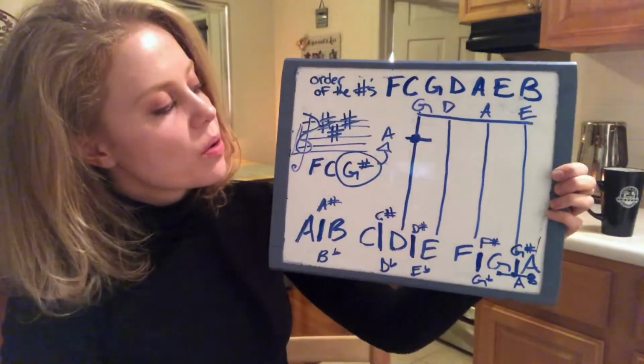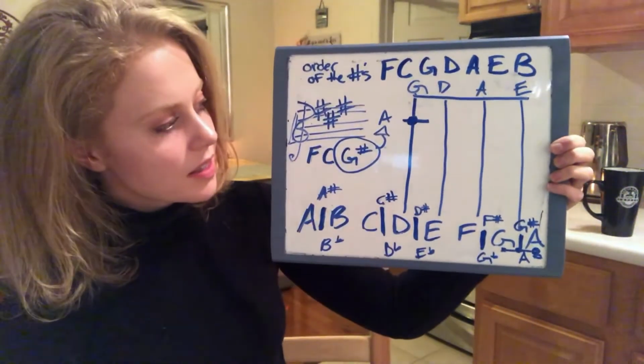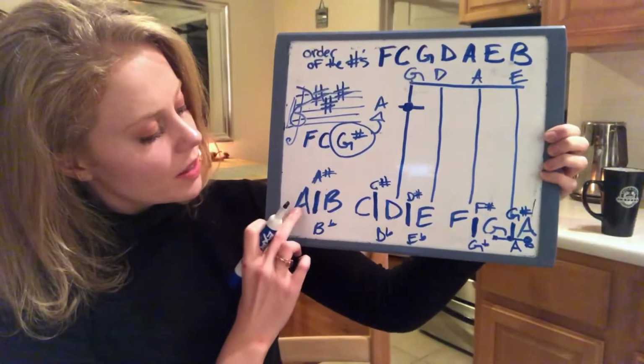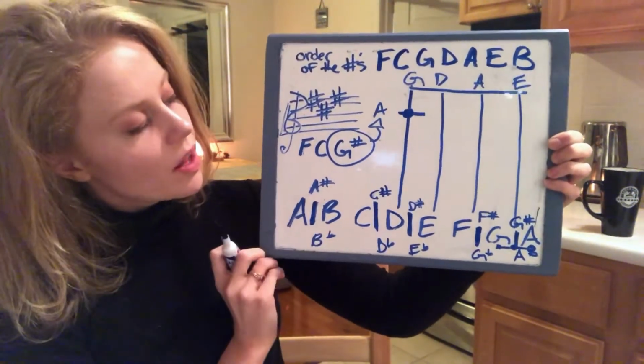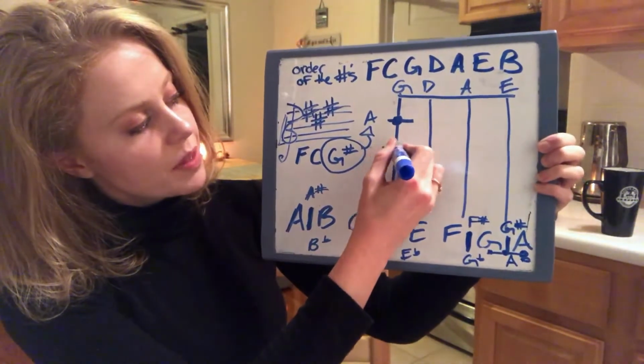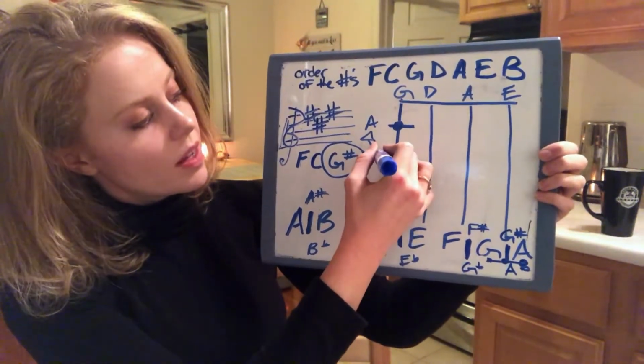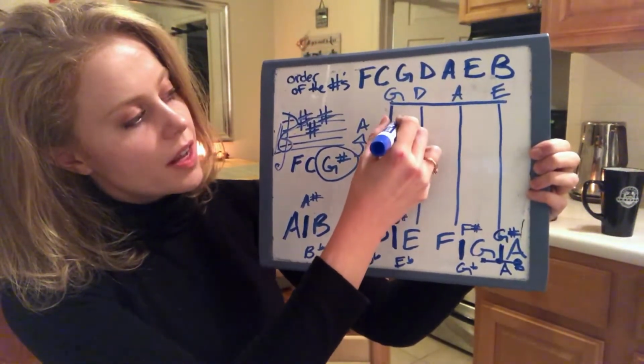So G to A is a whole step. The next note up from A is B. So let's take a look. A to B, that's a whole step. So we need to put a nice big space. And this is B. Here's A over here.